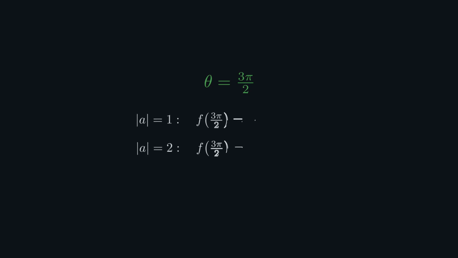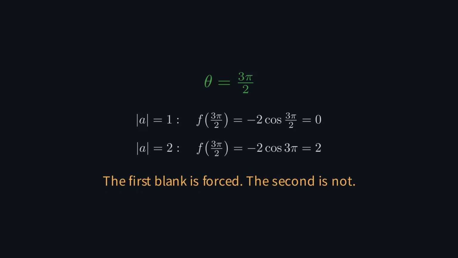But two frequencies survive. If the absolute value of a is 1, f of 3 pi over 2 is 0. If it is 2, the answer is 2. The first blank is forced. The second one is not. As written, this problem admits two answers.